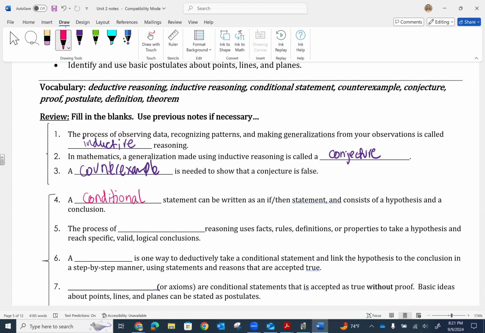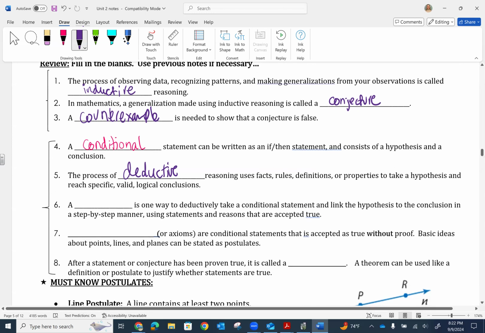The process of using facts, rules, definitions, or properties to take a hypothesis and reach a logical conclusion: you start with something and go to a conclusion. That is called deductive reasoning. You're using facts, rules, definitions. That's what lawyers use when they say, let's prove that my client is innocent. We have a hypothesis, if this is true, and then the result, the conclusion that therefore they are innocent. If you have this triangle, can you show something about it? Use deductive reasoning to get from an if to a then.